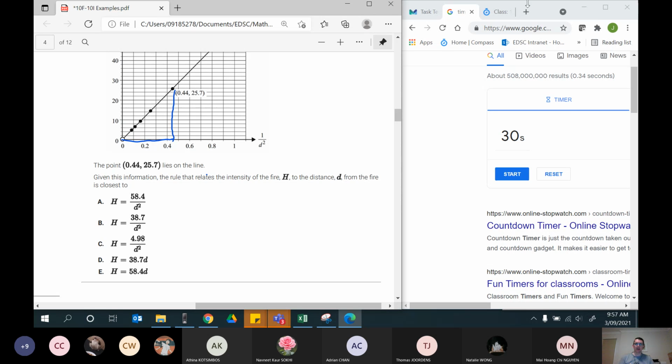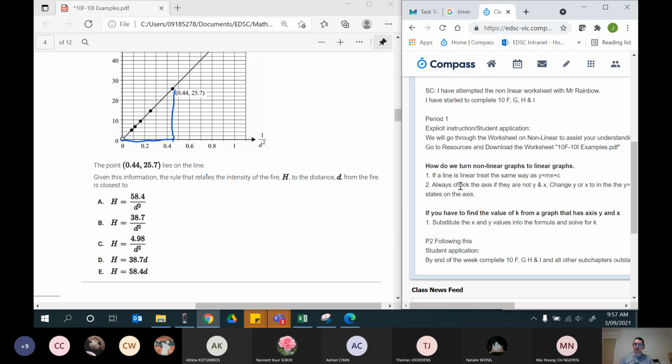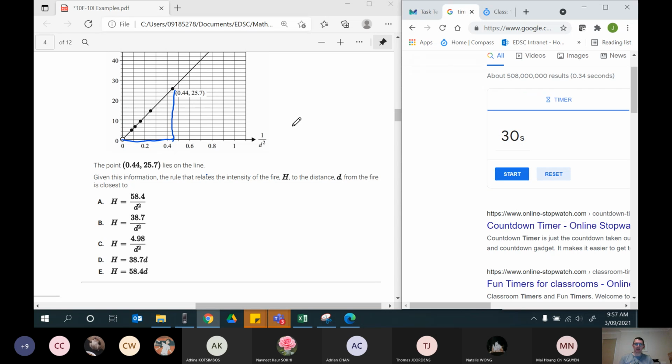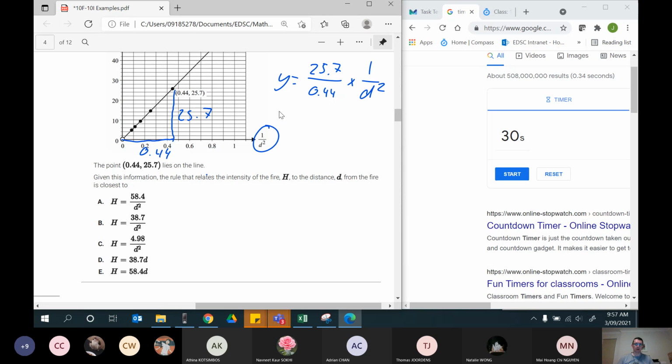Again, this is a straight line. So if it's a straight line, I'm just going to treat it as y equals mx plus c and then just change it. So my rise is 25.7 and my run is 0.44. So it is y equals 25.7 on 0.44 times by this 1 on d squared. So my equation will be y equals 25.7 on 0.44 d squared. There is none there because you don't have a decimal.